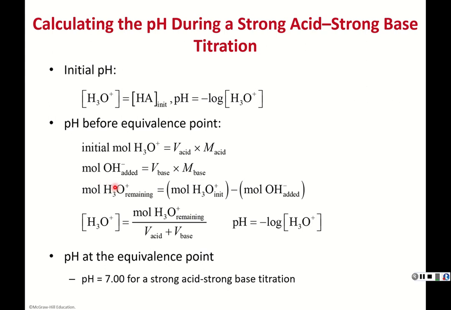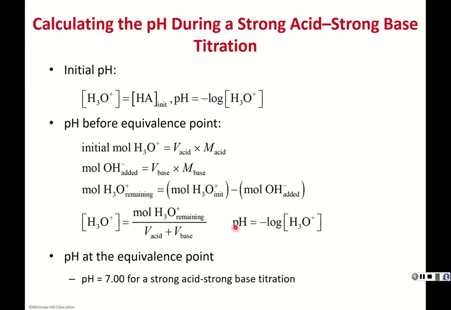And so at any point before the equivalence point, the moles of your acid remaining would just be the moles of your acid initially minus the moles of your base added. Okay? So then that H3O plus concentration at any point is going to be moles of acid remaining divided by the volume of your acid plus the volume of the base that you've added. Okay.